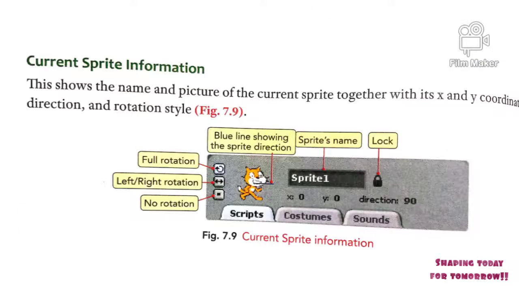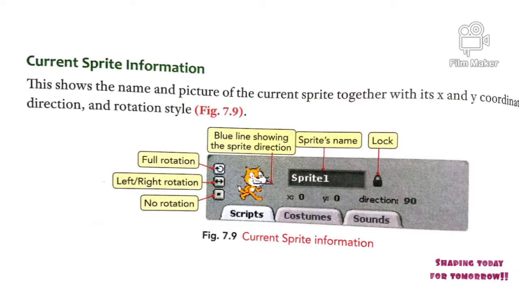Okay. Now the next topic is current sprite information. This shows the name and picture of the current sprite together with its x and y coordinates, direction and rotation style. See figure 7.9 for this. So students, this is how the current sprite information looks. So let's see. Now there are three types of rotations, students: full rotation, left and right rotation, and no rotation. The blue line shows the sprite direction. You can see the blue line on the cat. So this blue line, what does this show? This indicates the direction of the sprite.